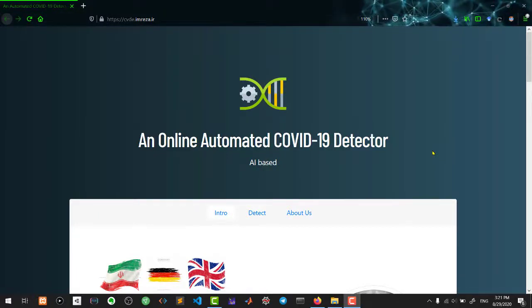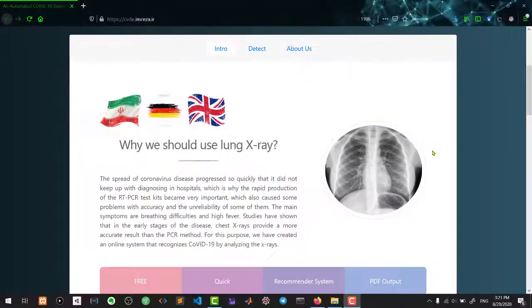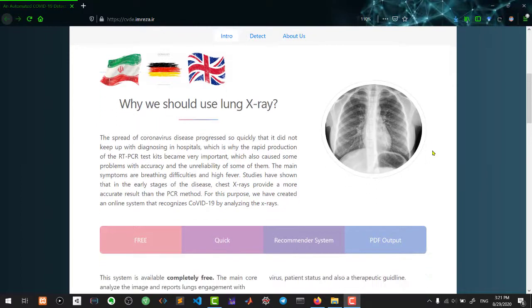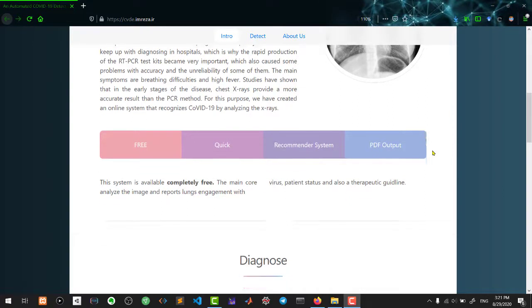Today I'm going to explain my online automatic COVID-19 diagnosing system. This website comes in three languages: Persian, German, and English. First, I wrote some explanations about why we should use images instead of PCR. And secondly, I explain more about the advantage of my system in comparison to other similar systems.